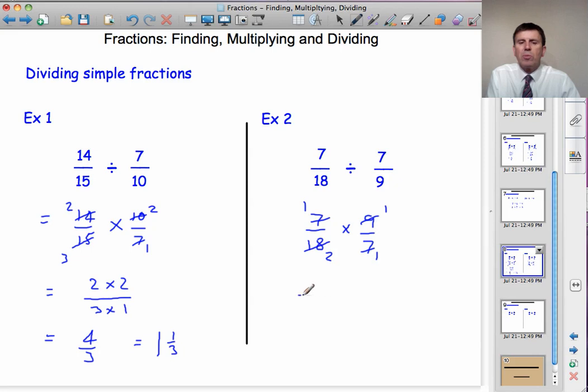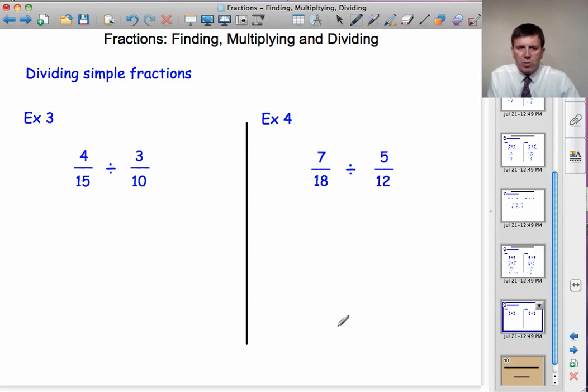And now we're left to multiply the numerators, 1 times 1, multiply the denominators, 2 times 1. 1 times 1 is 1, 2 times 1 is 2, so the answer is a half. 7/18 divided by 7/9 gives an answer of a half. Moving on to our last two examples.